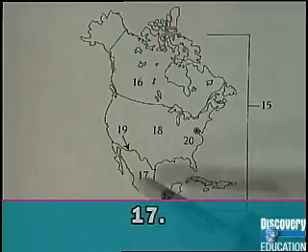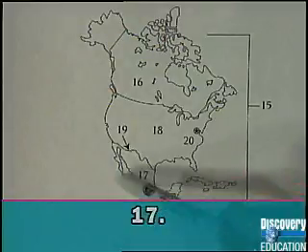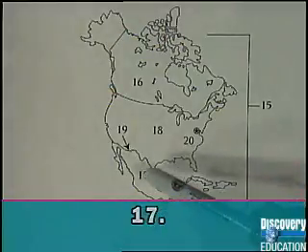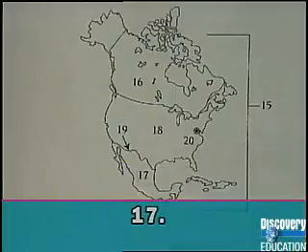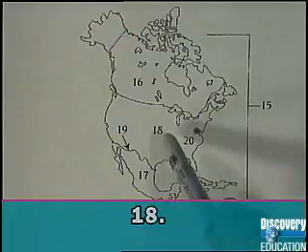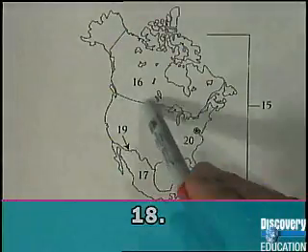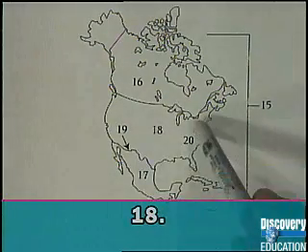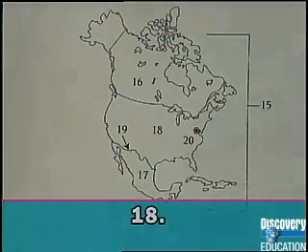Number 17 is this area right down here. What word from the answer key would best describe this area? Select your answer, write it next to number 17. Number 18 is this area in here. What word from the vocabulary list would best describe this area? Select your answer, write your answer next to number 18.